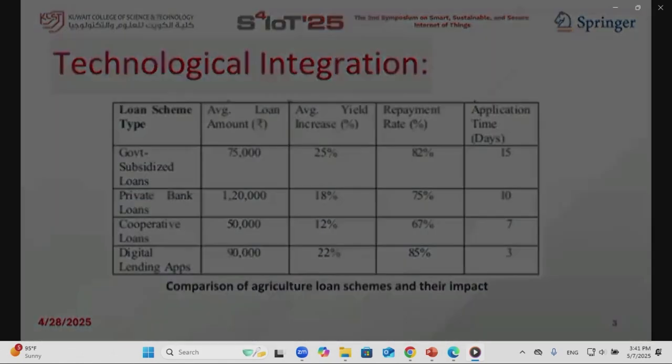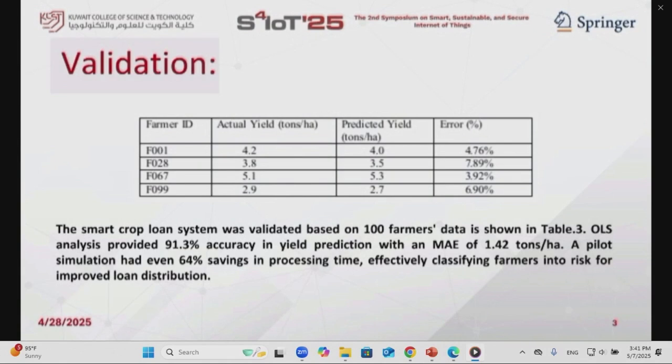Coming to the validation, we have validated based on the 100 farmers' data shown in the table. The farmer ID is the ID given to the individual farmer, with the actual yield and the predicted yield with the error percentage. The OLS analysis provides 91% accuracy and an MAE of 1.42 tons. A pilot simulation had even given a 64% saving in processing time.